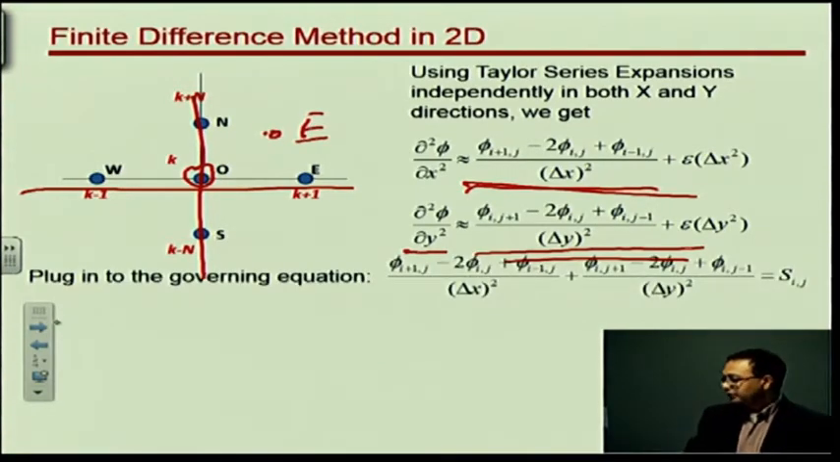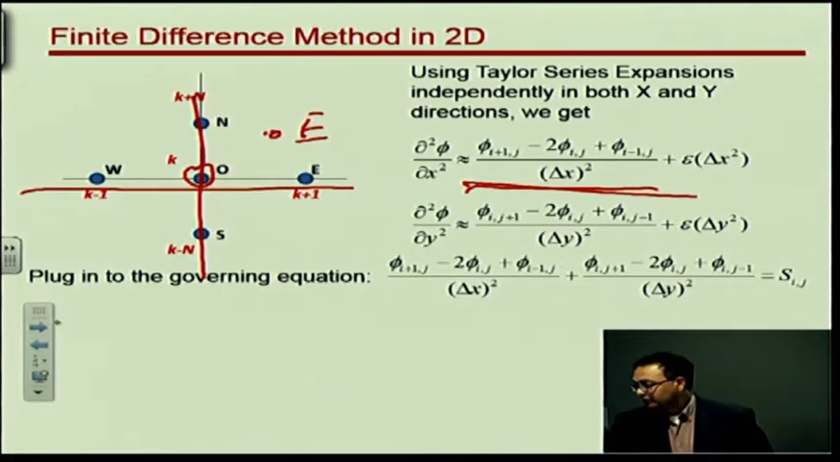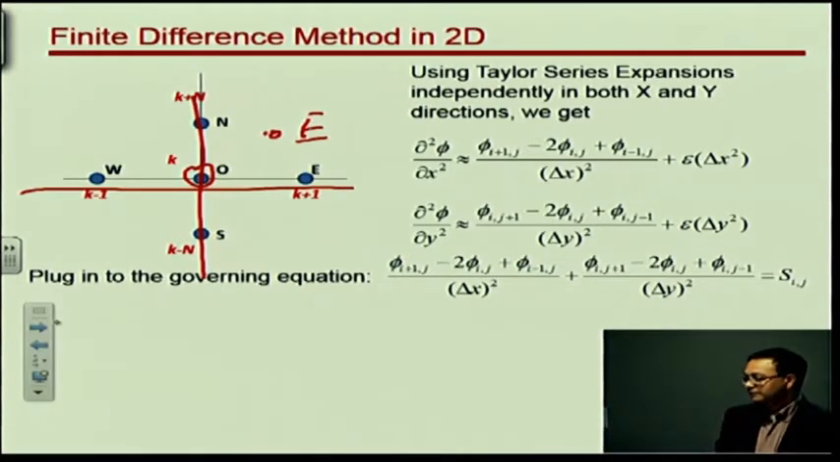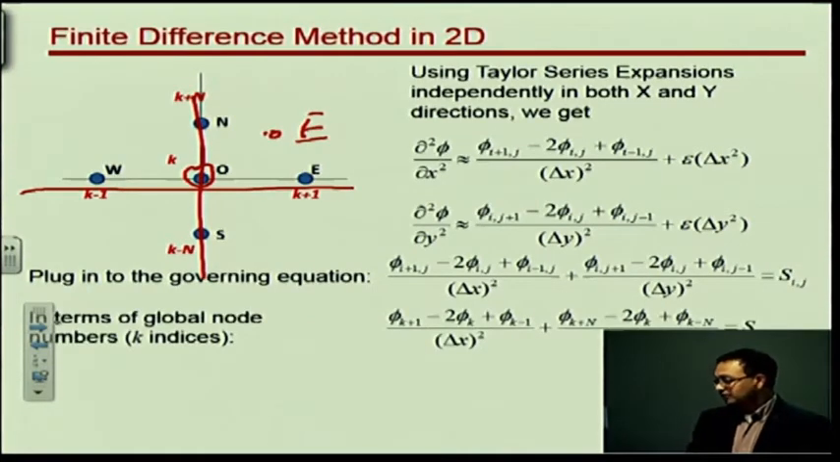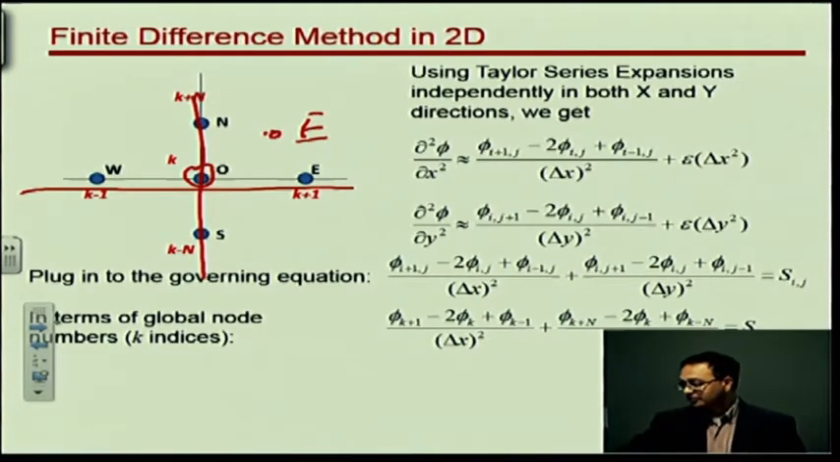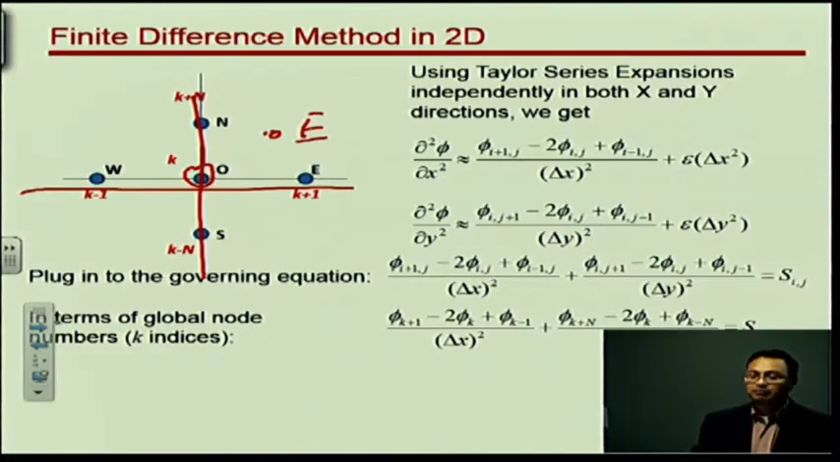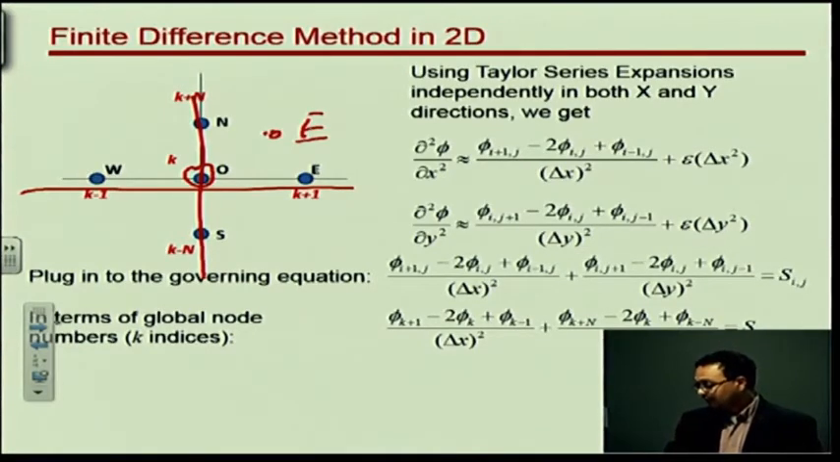So when we put our equation together, this is what we get. Our governing equation now has 5 terms instead of 3. In terms of the global indices that we defined, the k index which combined the i and j, we have that kind of a formula. Notice that the x derivative has k plus 1, k minus 1, and the y derivative has k plus n and k minus n. Any questions?